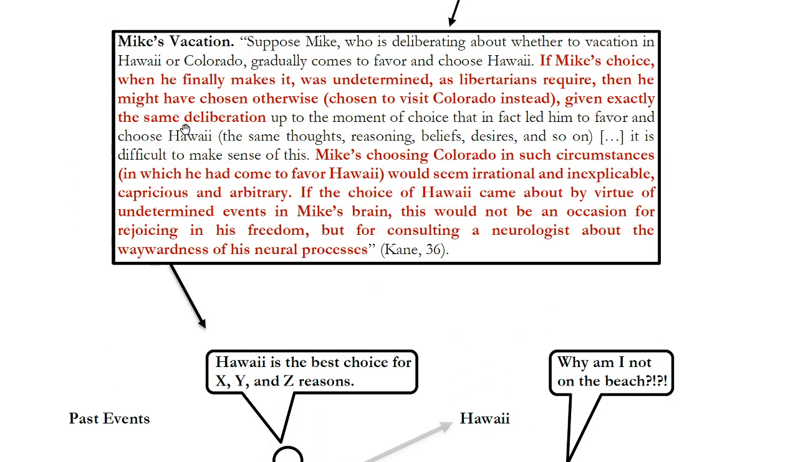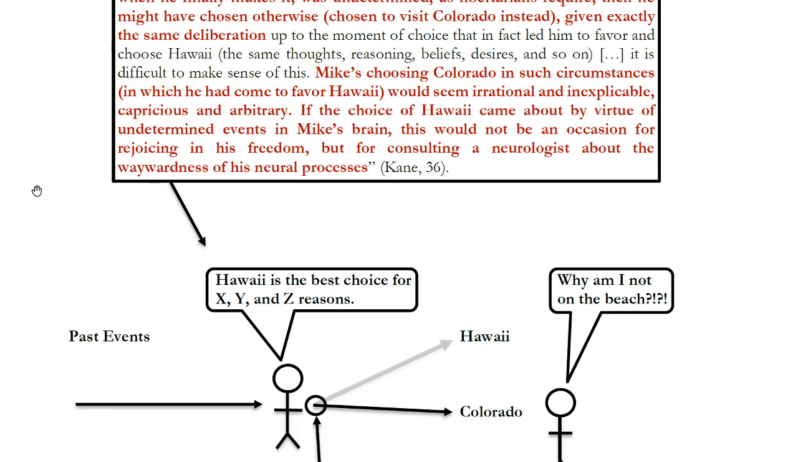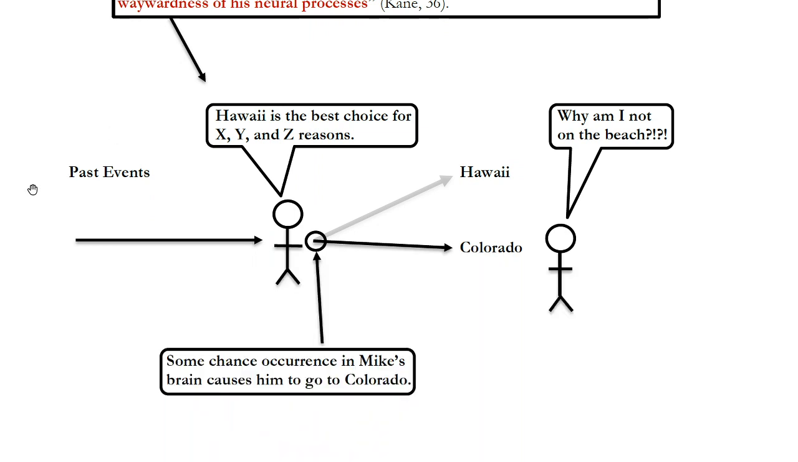So as Kane continues to explain, Mike's choosing Colorado in such circumstances, in which he had come to favor Hawaii, would seem irrational and inexplicable, capricious and arbitrary. If the choice of Colorado came about by virtue of undetermined events in Mike's brain, this would not be an occasion for rejoicing in his freedom, but for consulting a neurologist about the waywardness of his neural processes. So there's a fundamental sense in which we would say, well, Mike, if you really wanted to go to Hawaii, why didn't you go? And if you didn't go to Hawaii, that just seems irrational.